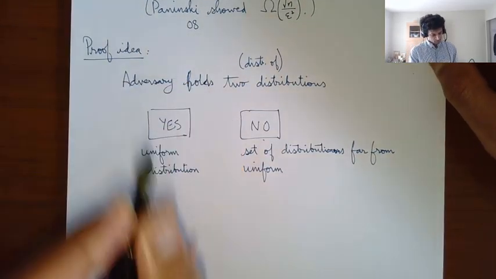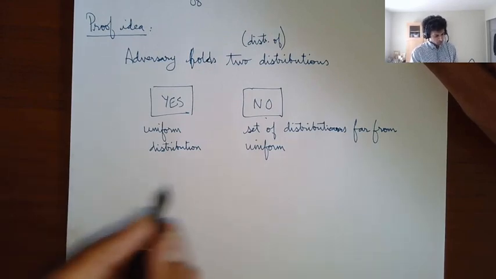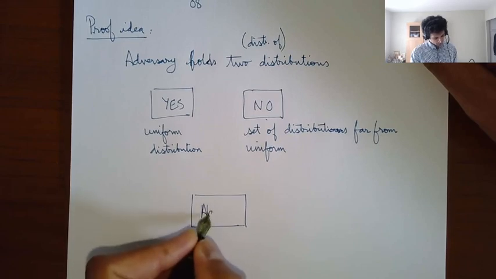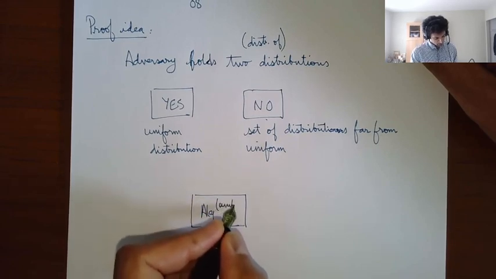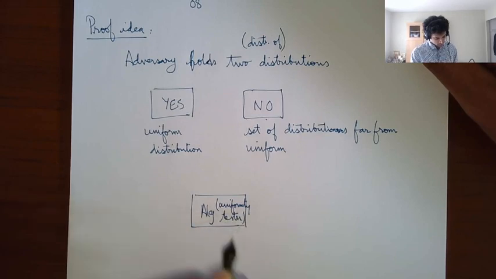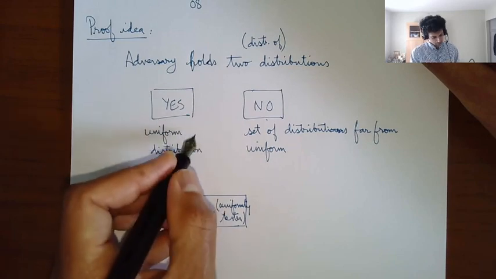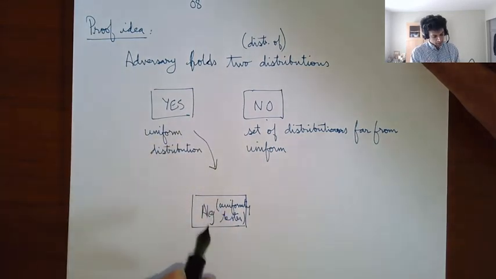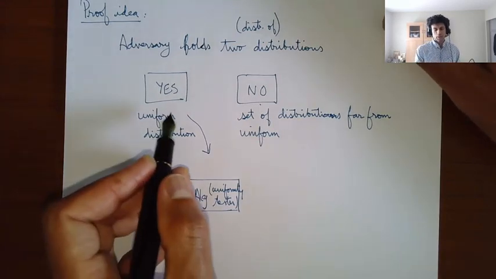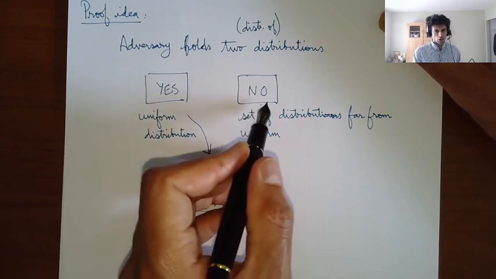The adversary holds two distributions. So now here's the algorithm, which is the uniformity tester. The adversary is going to pick one of these and give samples from it to the uniformity tester. And the uniformity tester just needs to distinguish and say, did it come from the yes distribution or did it come from the no distribution?